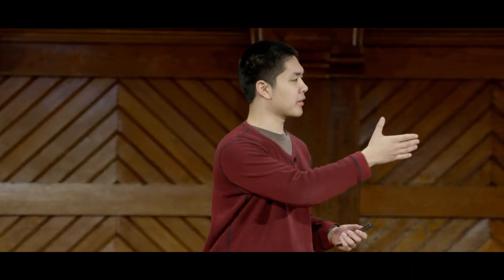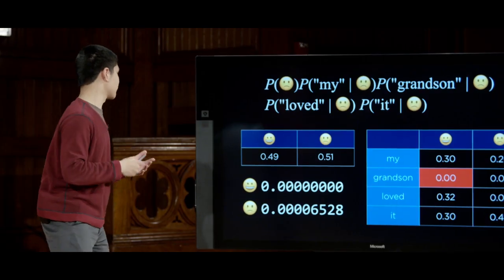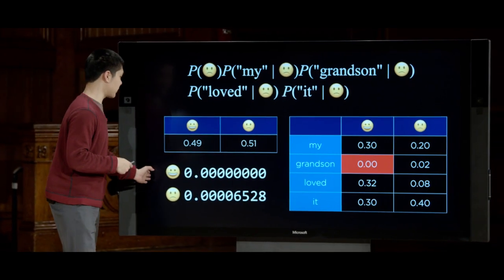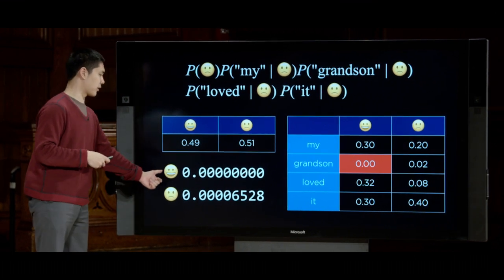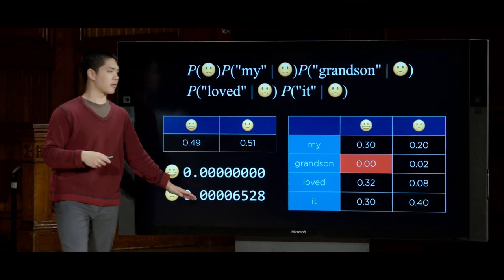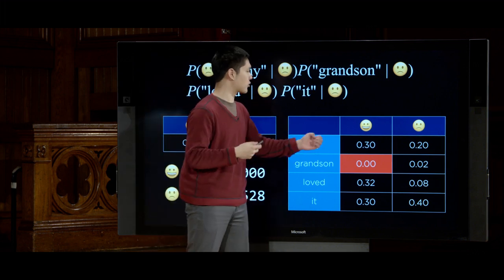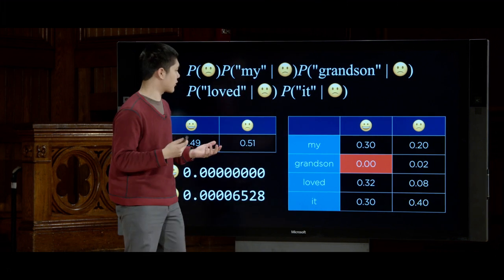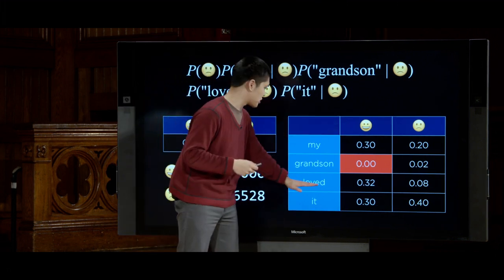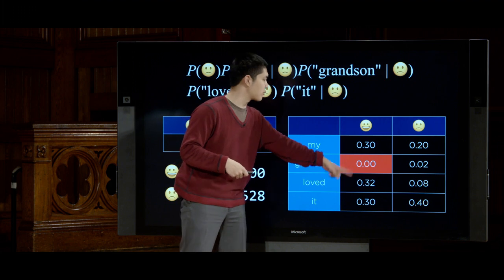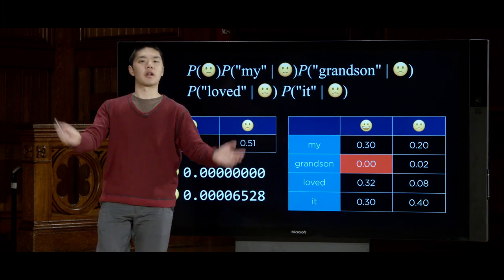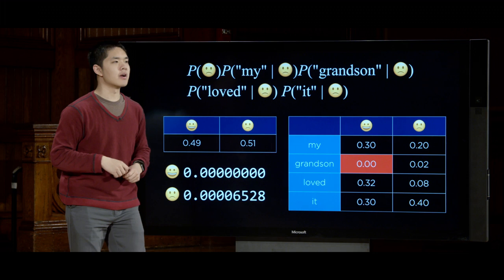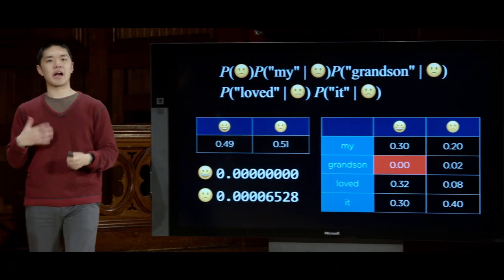So this then would seem to be a problem, that because "grandson" has never showed up in any of the positive messages inside of our sample, we seem to be concluding that there is a 0% chance that the message is positive, and therefore it must be negative, because the only cases where we've seen the word "grandson" come up is inside of a negative message. And in doing so, we've totally ignored all of the other probabilities, that a positive message is much more likely to have the word "loved" in it, because we've multiplied by 0, which just means none of the other probabilities can possibly matter at all. So this then is a challenge that we need to deal with.